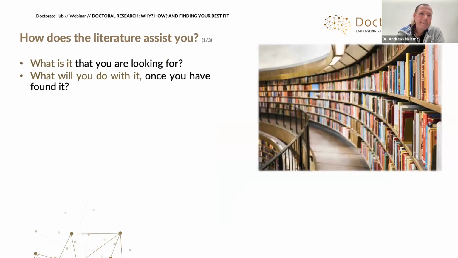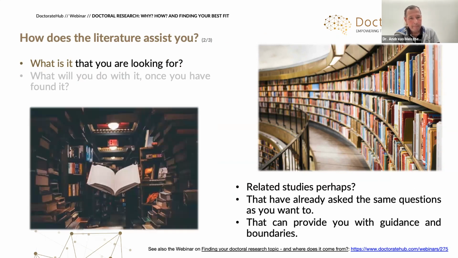Now, and how does the literature assist you? What is it actually that you're looking for? And what will you do with it once you have found it? Now, what is it that you're looking for?